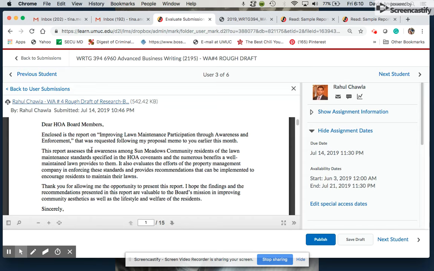For example, I would say, enclosed, please find the report improving lawn maintenance participation through awareness and enforcement, please. Or period, or the result of the research you authorized earlier this month. The report assesses the Sun Meadow community's residents' understanding and participation in lawn maintenance issues. It also offers recommendations to implement a more thorough policy. Done. That would be your second paragraph.